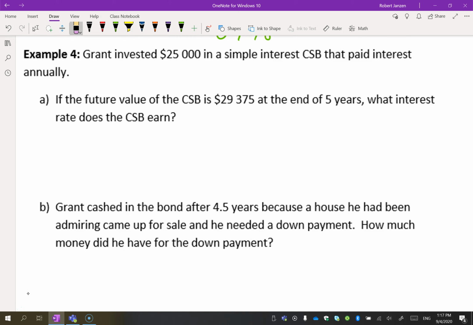Alright, so last question here. Grant invests 25,000 and he ends up with 29,375. By the way, how much interest did he earn then? That would be 29,375, take away 25,000. So interest is 4,375. So the question is, how long, no, it's 5 years, what interest rate did he get to get this kind of interest? So let's use our formula.